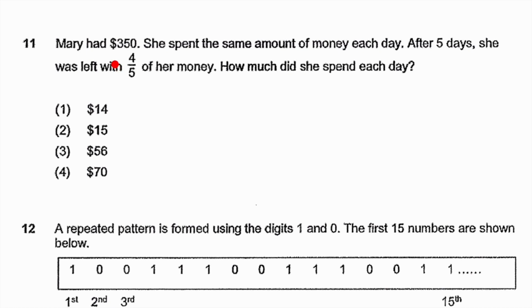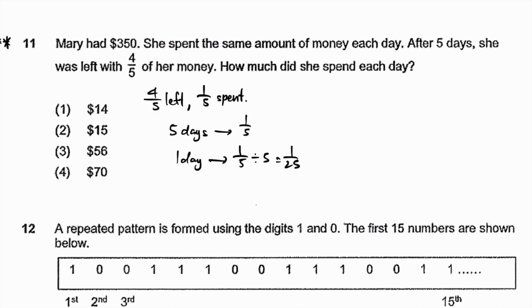Mary had $350. She spent the same amount of money each day. After 5 days, she was left with 4/5 of her money. So if she was left with 4/5, that means she spent 1/5. So the first thing we will do is to say, all right, so in 5 days, 1/5 was spent. In 1 day, which is what we want, per day, it is 1 over 25.